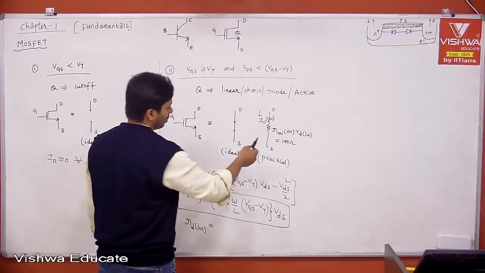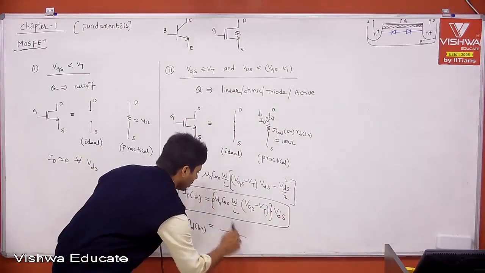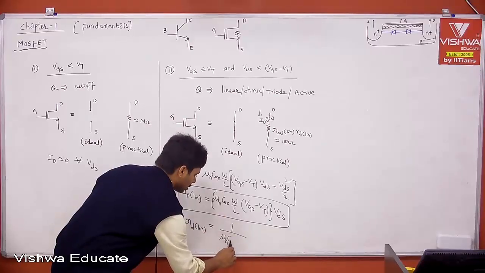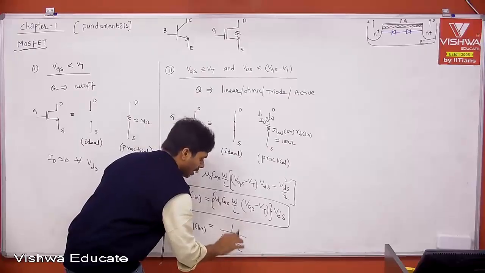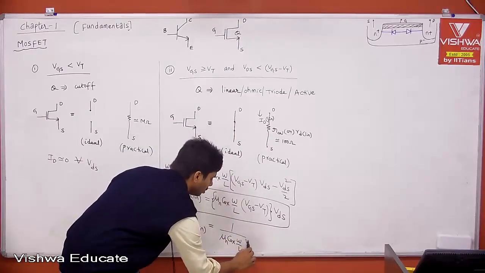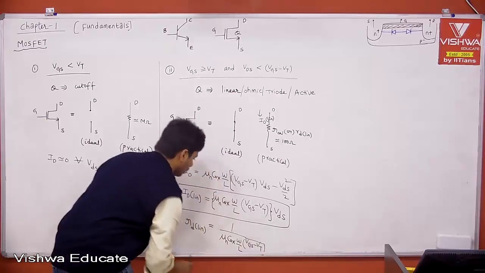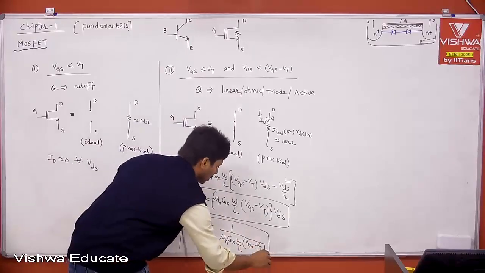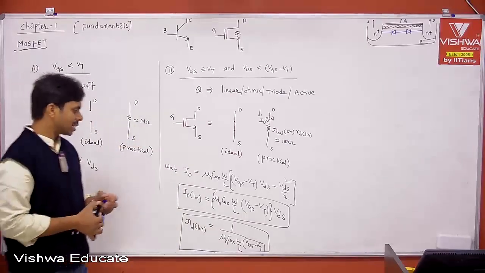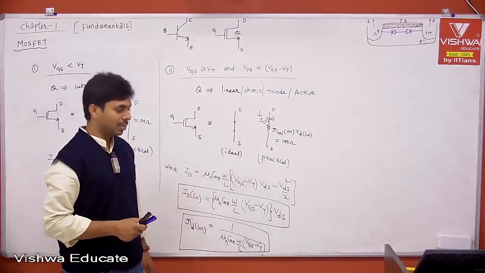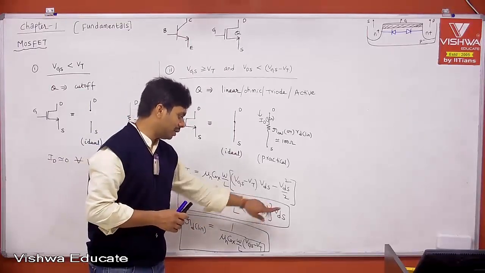Therefore, if you take VDS divided by ID, you will get 1 divided by mu n Cox into W by L, don't separate L by W, W by L is nothing but the strength of the MOSFET, into VGS minus VT. This is your RD linear. Therefore, the on resistance of your MOSFET depends on what? I'll explain one by one later after completing the summary part. Therefore, mu n, Cox, W by L, VGS minus VT, VDS, etc.